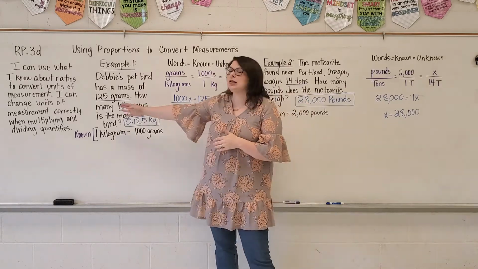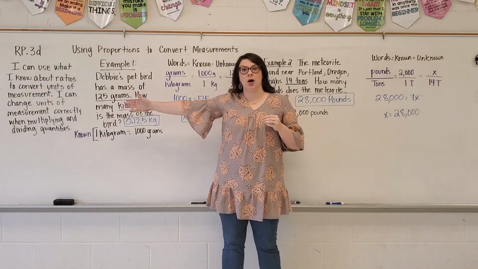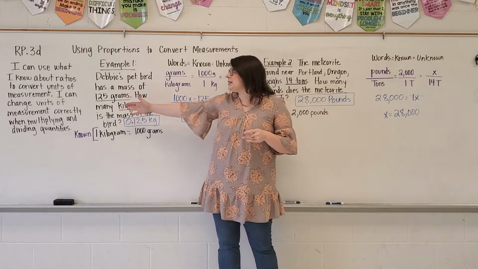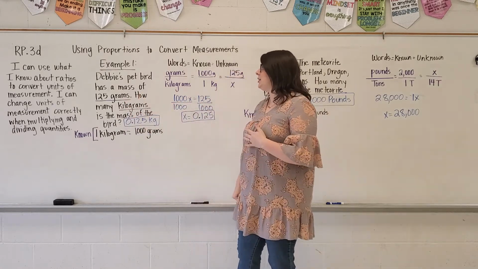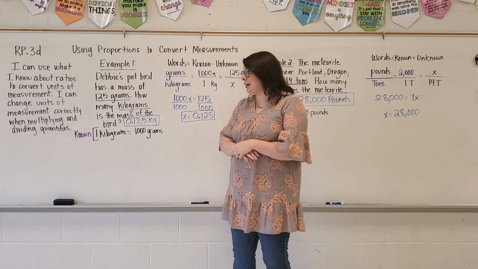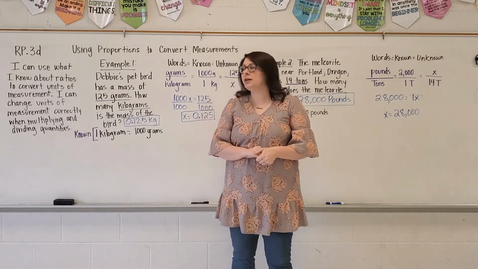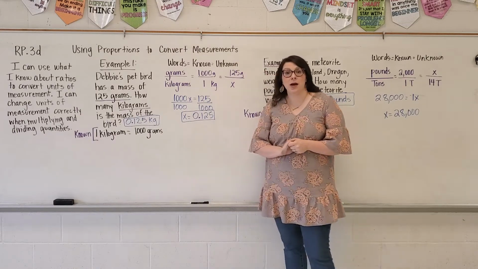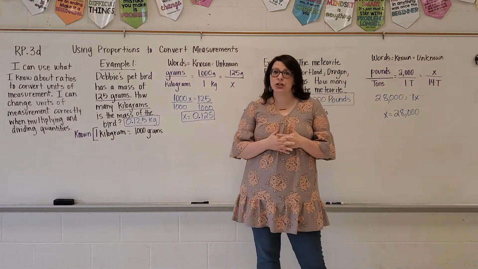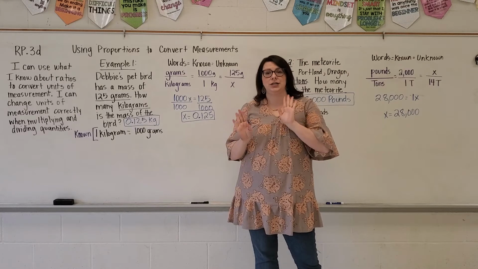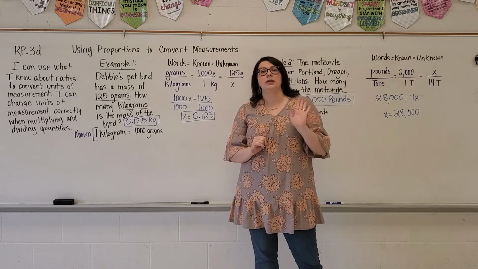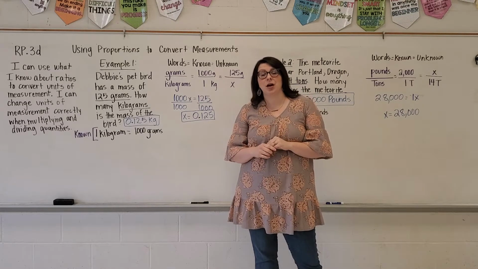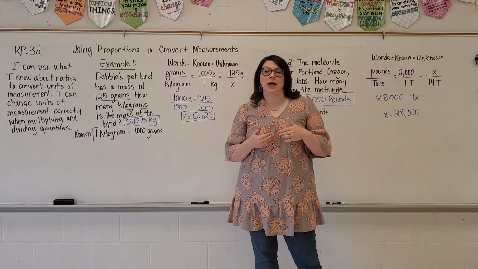So in our standard 6.RP.3D, it says, I can use what I know about ratios to convert units of measurement. I can change units of measurement correctly when multiplying and dividing quantities. So we are going to use what we know about proportions. We know that those proportions are equal ratios that are set equivalent. Then we can cross multiply to solve for any missing value.